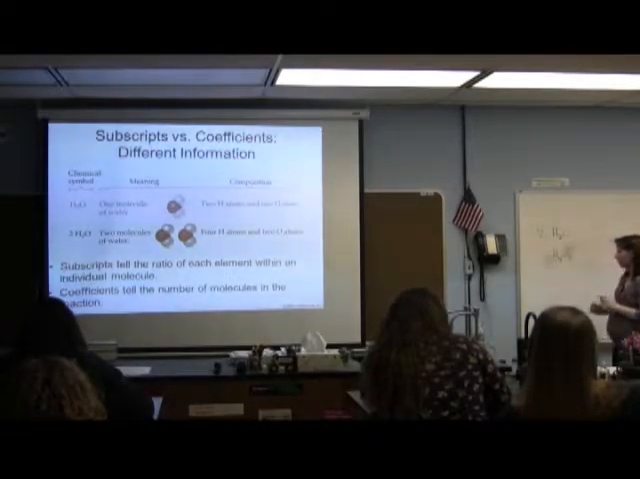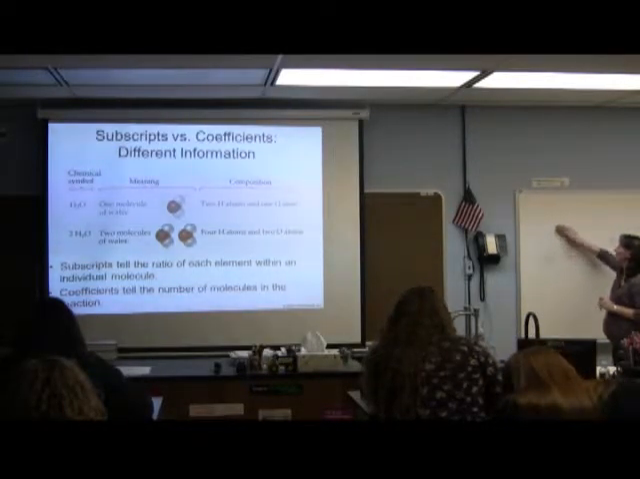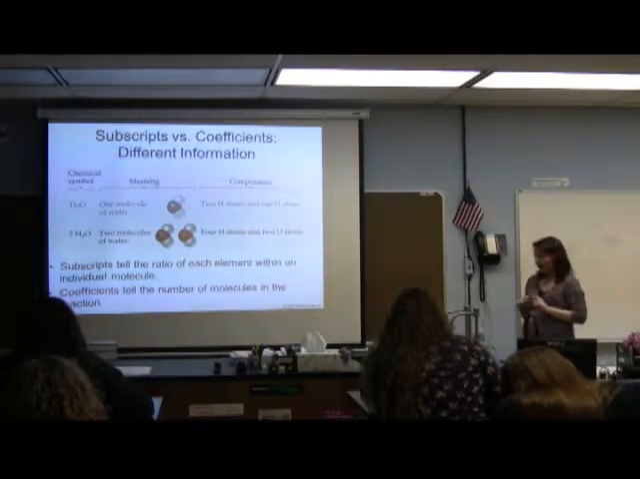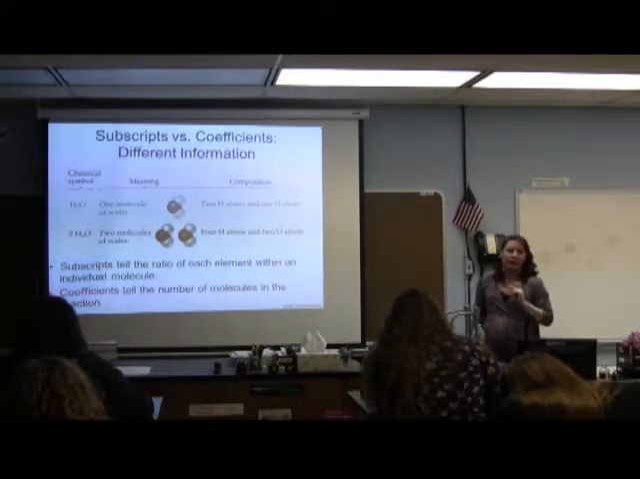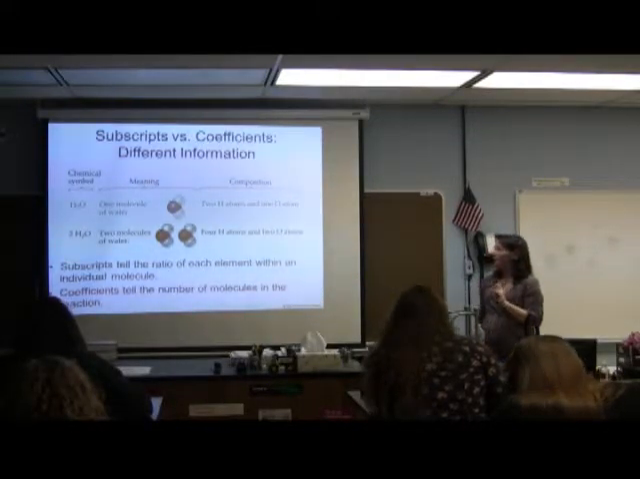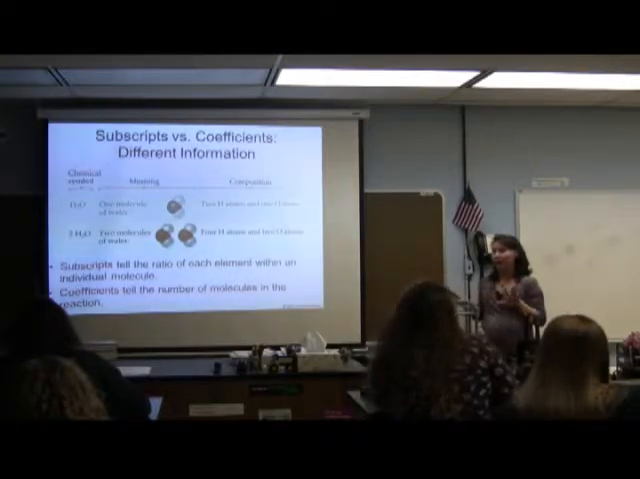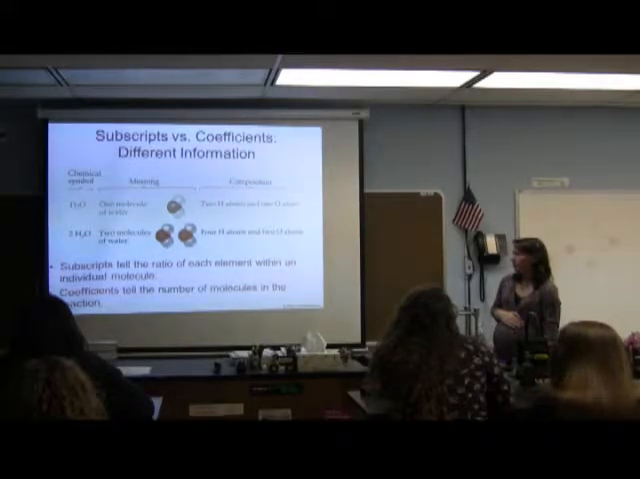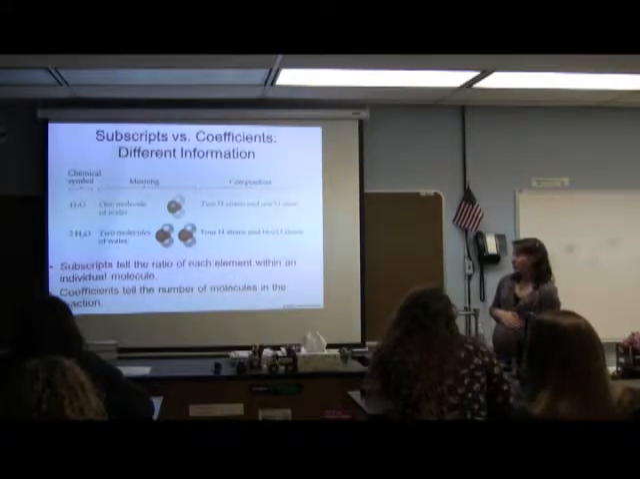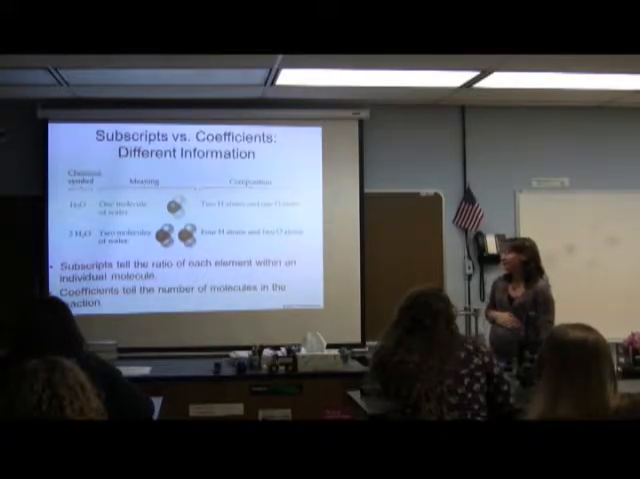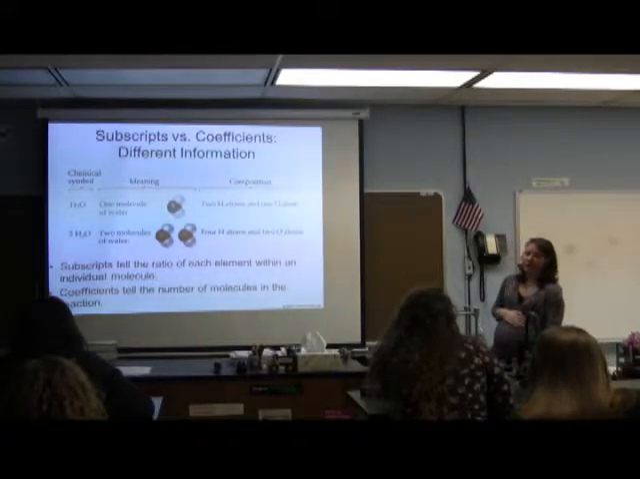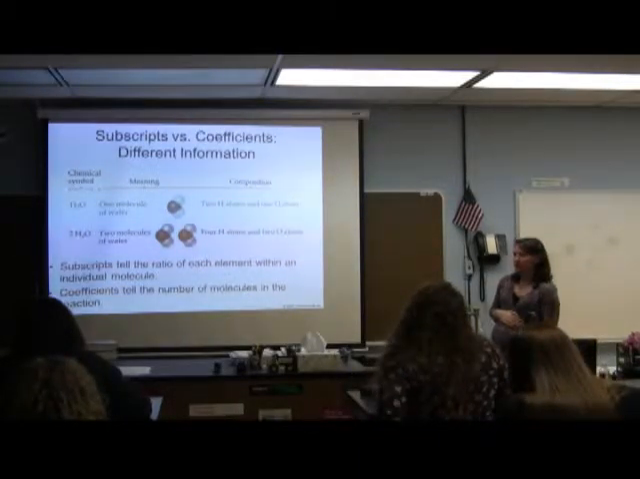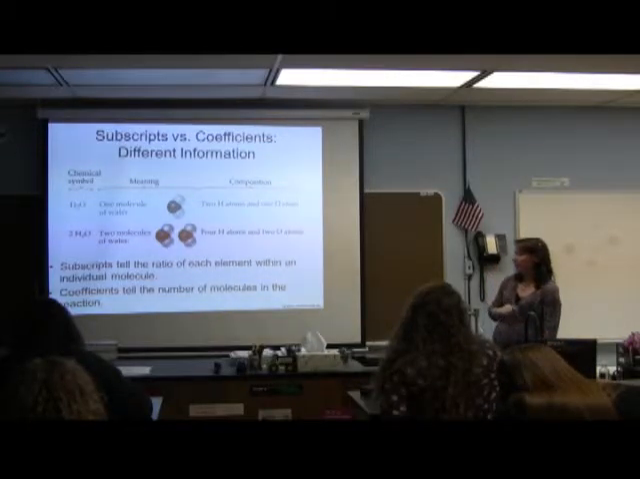Because if we start changing formulas, we've created new substances. We don't want to do that. If we're trying to communicate how many we have, you've got to use a coefficient. Don't ever, under any circumstance, change the formula. That's usually what happens when a chemist blows up something. If you create new substances, you are having a reaction. Okay, does everyone see the difference between a coefficient and a subscript? Coefficient tells you how many. Subscript tells you how many atoms are in a unit.